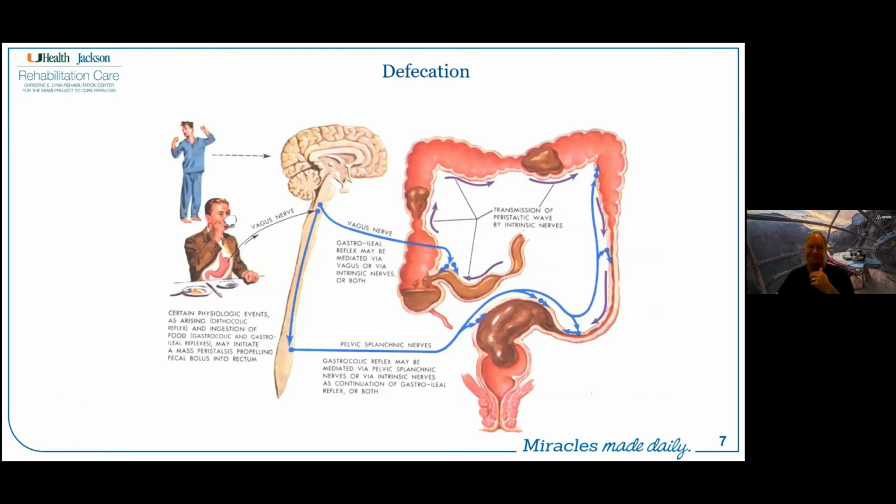So defecation. Defecation is that process by which we eliminate all of the things that are going through the gut and are no longer needed by the body. And so defecation is a complex event that occurs under the influence of reduction in sympathetic tone, increase in parasympathetic tone, and voluntary control over the sphincters and the pelvic floor musculature.